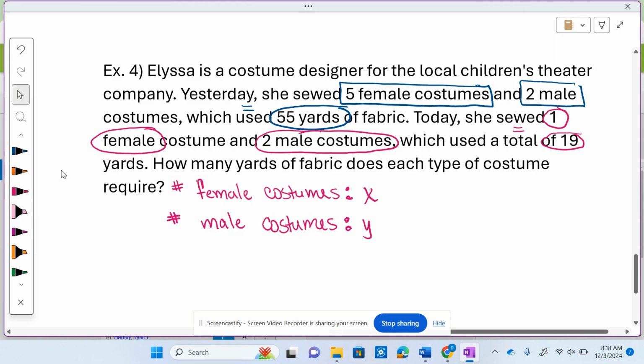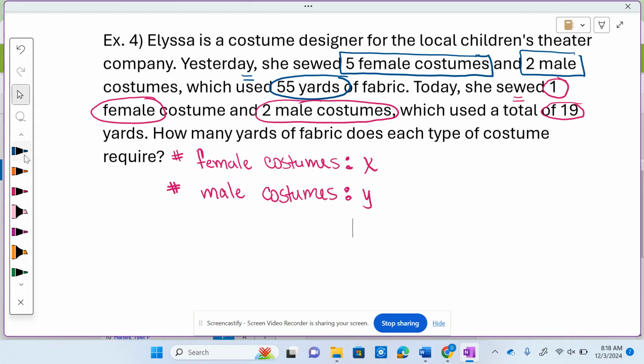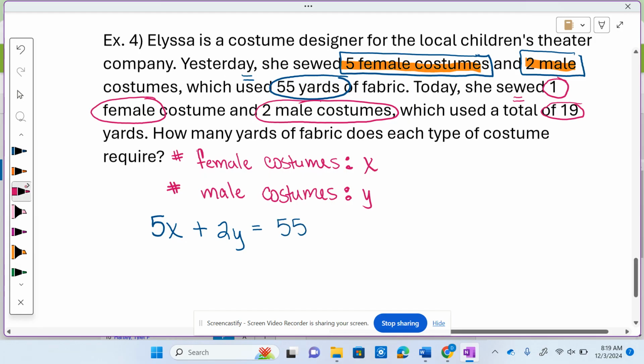So how many female costumes did she make on the first day, yesterday? She made how many female costumes? 5. So that's going to be 5x. Plus, how many male costumes did she make? 2 times y equals 55. And this is actually not going to be the number, it's going to be the number of yards. Number of yards. I'm going to throw that in there. Okay, so that's how we're going to set up our first equation, which is in standard form.